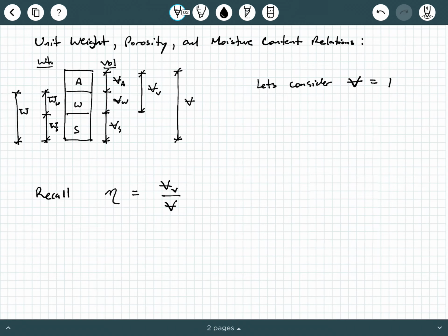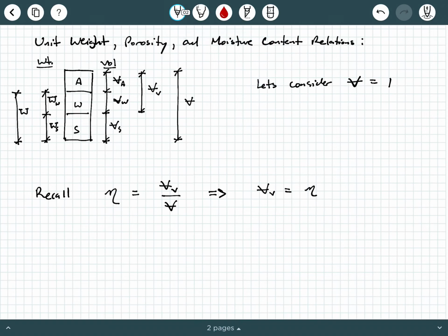So the reason why I'm saying let's consider the total volume equal to 1 is because, again, I'm trying to build relationships between unit weight and porosity with moisture content. So porosity has total volume in the denominator. So in this particular illustration and exercise, it's most convenient to take the total volume equal to 1. So if total volume equals 1, then what do we have? I'm going to draw a little arrow here. We're going to say the volume of voids is just equal to the porosity, right?